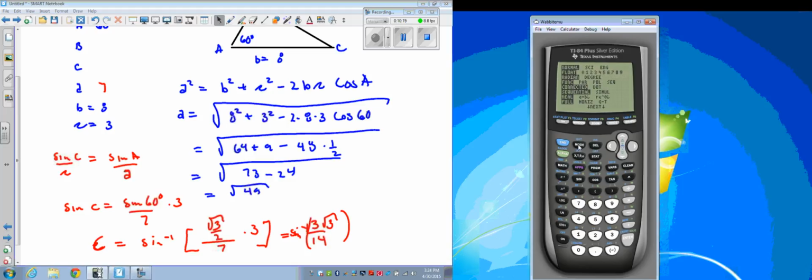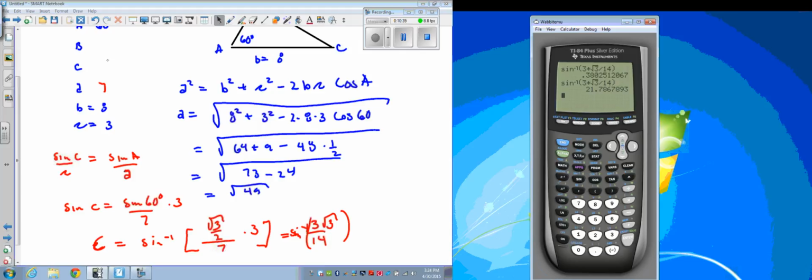Mode. 21.8. Wrong mode. Yeah, you're in radians. Why does it always switch back to radians? Mine does that every time it shuts off. But the nice thing about this is you can go up here, enter on that, and then enter again, and then it'll do it. There you go. That's what I got.